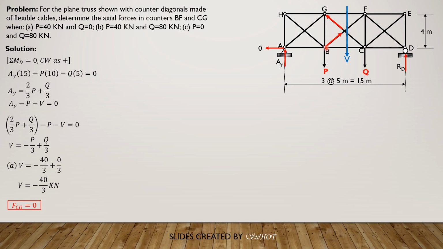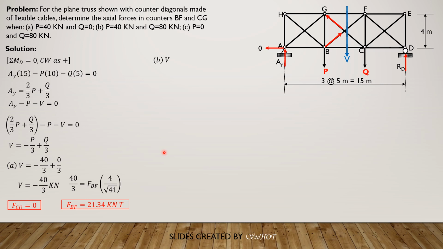So we equate the vertical component of BF to the shear in this panel, which is 40 over 3 upward. So 40 over 3 equals the vertical component of BF, which is FBF times 4 divided by the square root of 5 squared plus 4 squared, or square root of 41. So FBF times 4 over square root of 41. Solving for FBF is 21.34 kilonewtons tension.